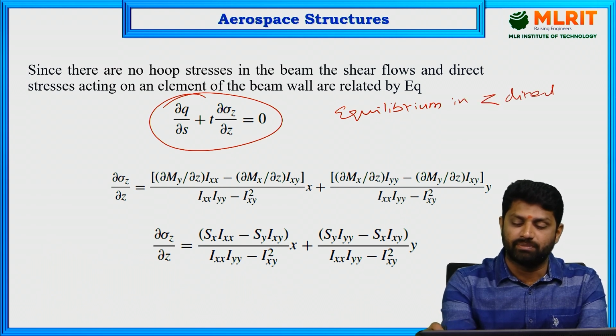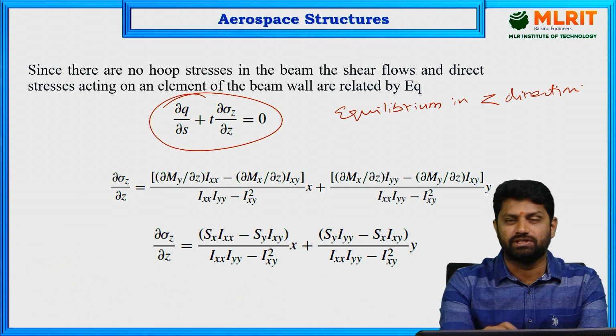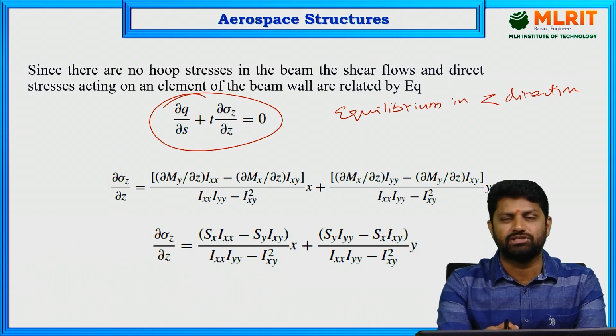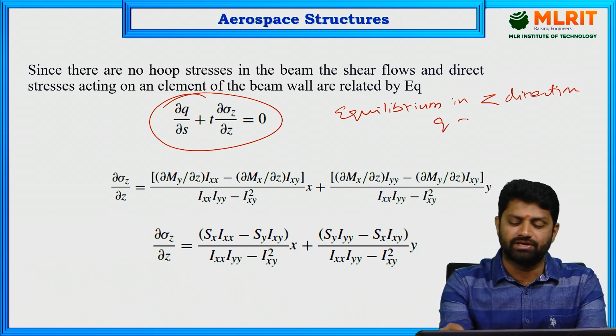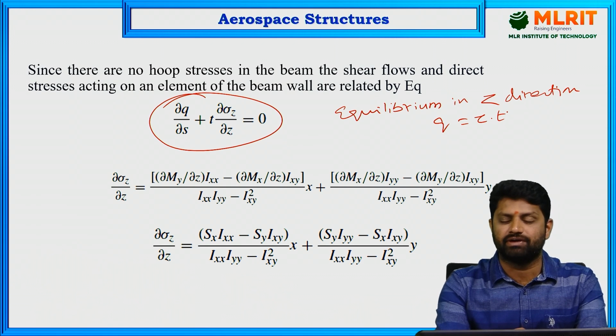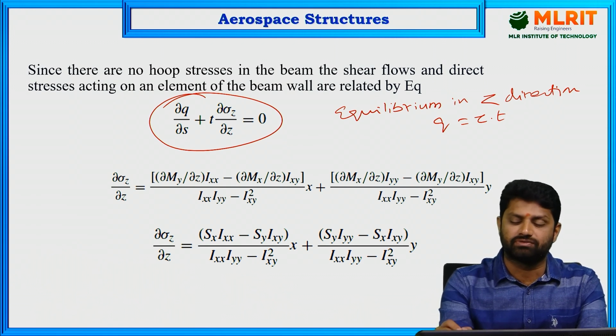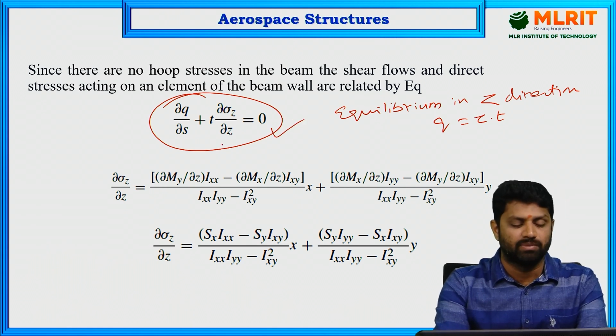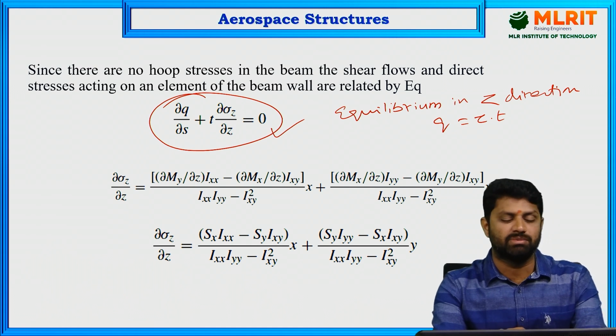We represented direct stresses and shear stresses in the first diagram, and then we replaced the shear stresses and thickness by shear flow, where we can assume that the shear flow q equals tau into t, and it is defined as shear force per unit length. When you consider the equilibrium in z direction, you get this relationship: dou q by dou s plus t into dou sigma z by dou z equals 0. So this is the equilibrium equation in z direction.